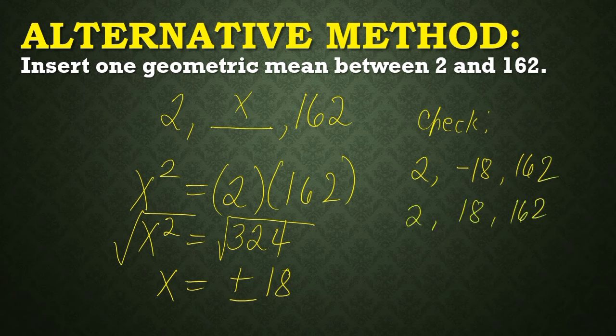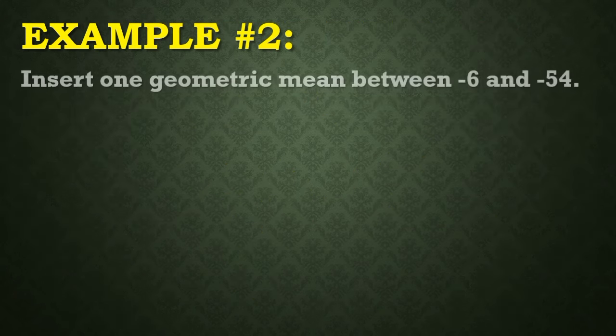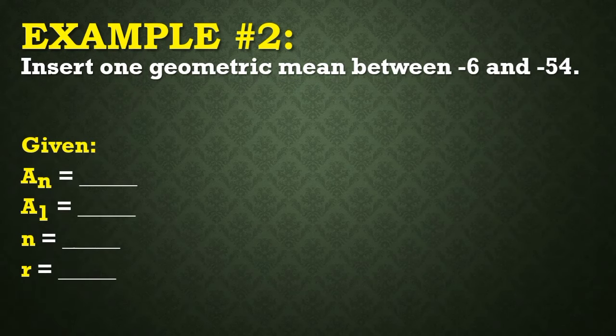So, dito sa una, ang common ratio dito is negative 9. Sa pangalawa naman, ang common ratio dito is positive 9. So, let's have example number 2. Insert one geometric mean between negative 6 and negative 54. So, ganun pa rin. Lista natin, negative 6, blank, and then negative 54.